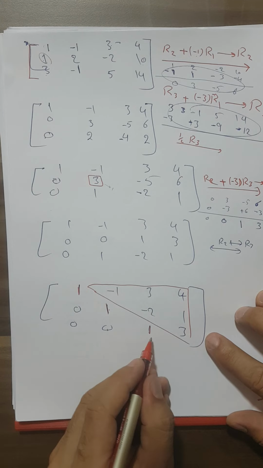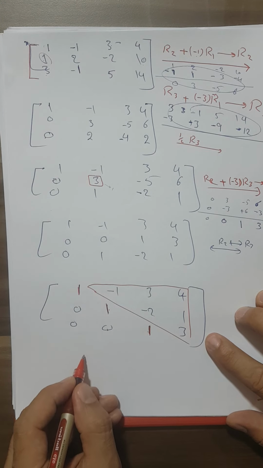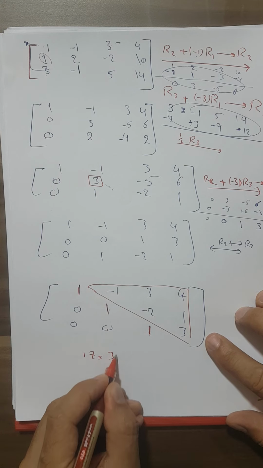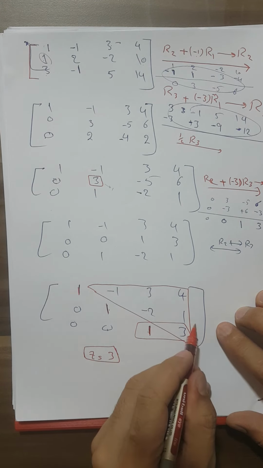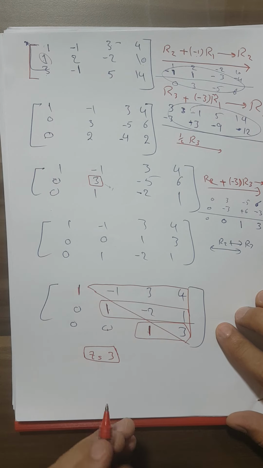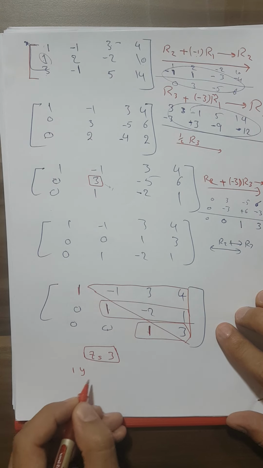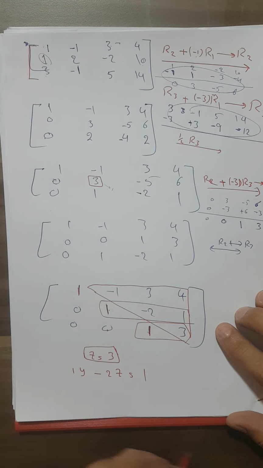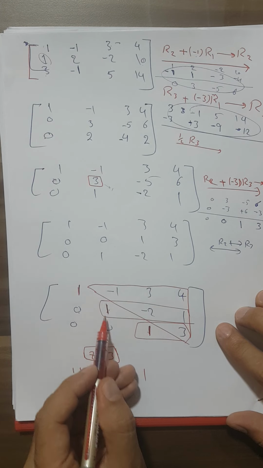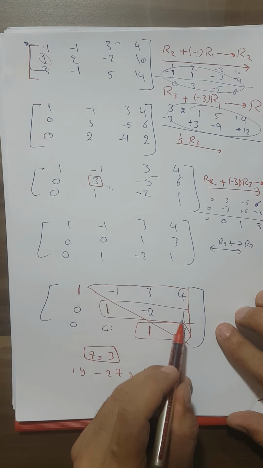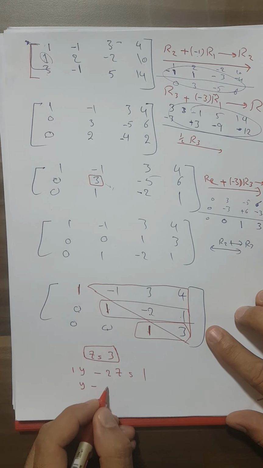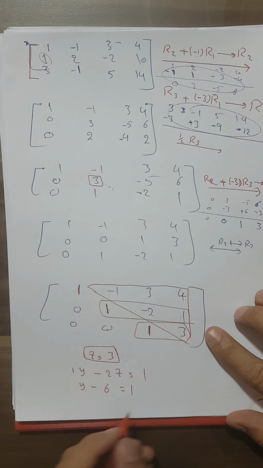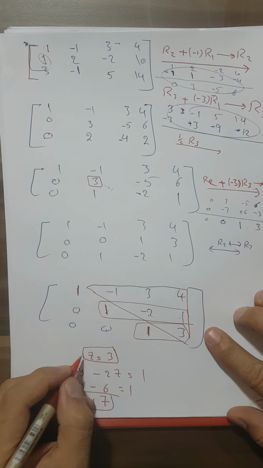How? When you have 1 here, it means that 1z is equal to 3. So it means that z is equal to 3 here. Okay. In the second row, it means that 1y minus 2z is equal to 1. 1y and 0x, 1y minus 2z is equal to 1. And z is equal to what? Is equal to 6, which means that y equals what? 7. So you get the 3 and 7.